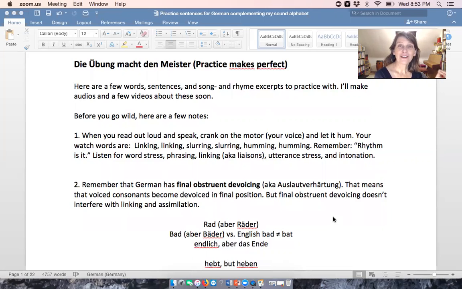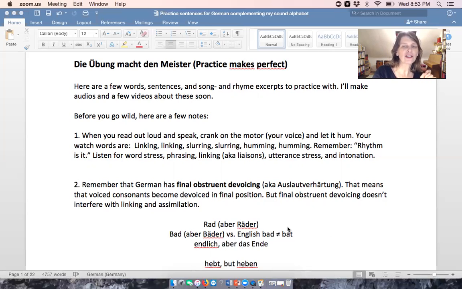Now compare that to the English word bad. Germans always want to say bat, because they have a problem both with the ash sound and the final obstruent devoicing, which they want to do for English. But in English, of course, we have no final obstruent devoicing. Sometimes devoicing happens, but what is very important to remember is that voiced consonants have a huge impact on preceding vowels. They make them a little bit wavy and a little bit longer.